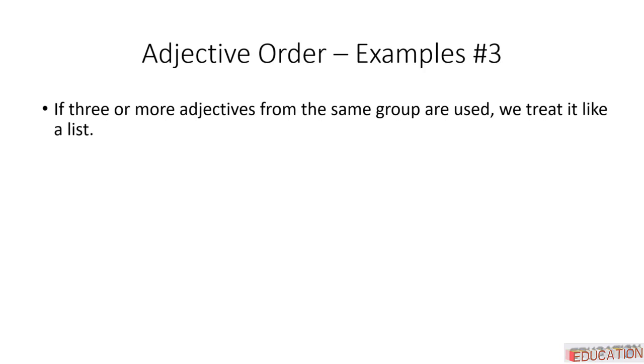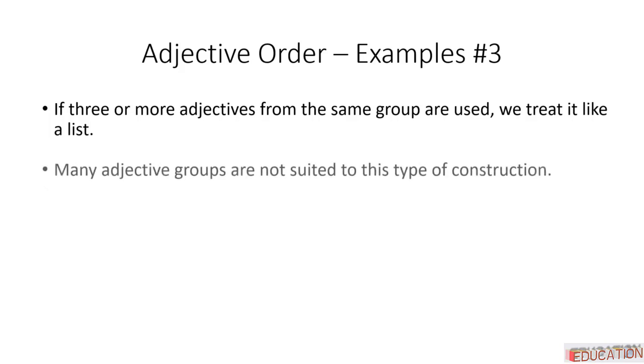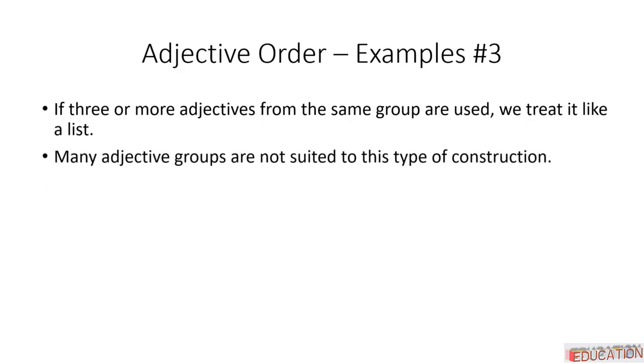Now if we have 3 or more adjectives from the same group, we treat it almost like a list. And many adjective groups are not suited to this type of use. So if we had, say, shape, you couldn't describe something as being round and triangular and rectangular and flat. It just doesn't make sense. But groups like color and material do make sense, as we'll see.